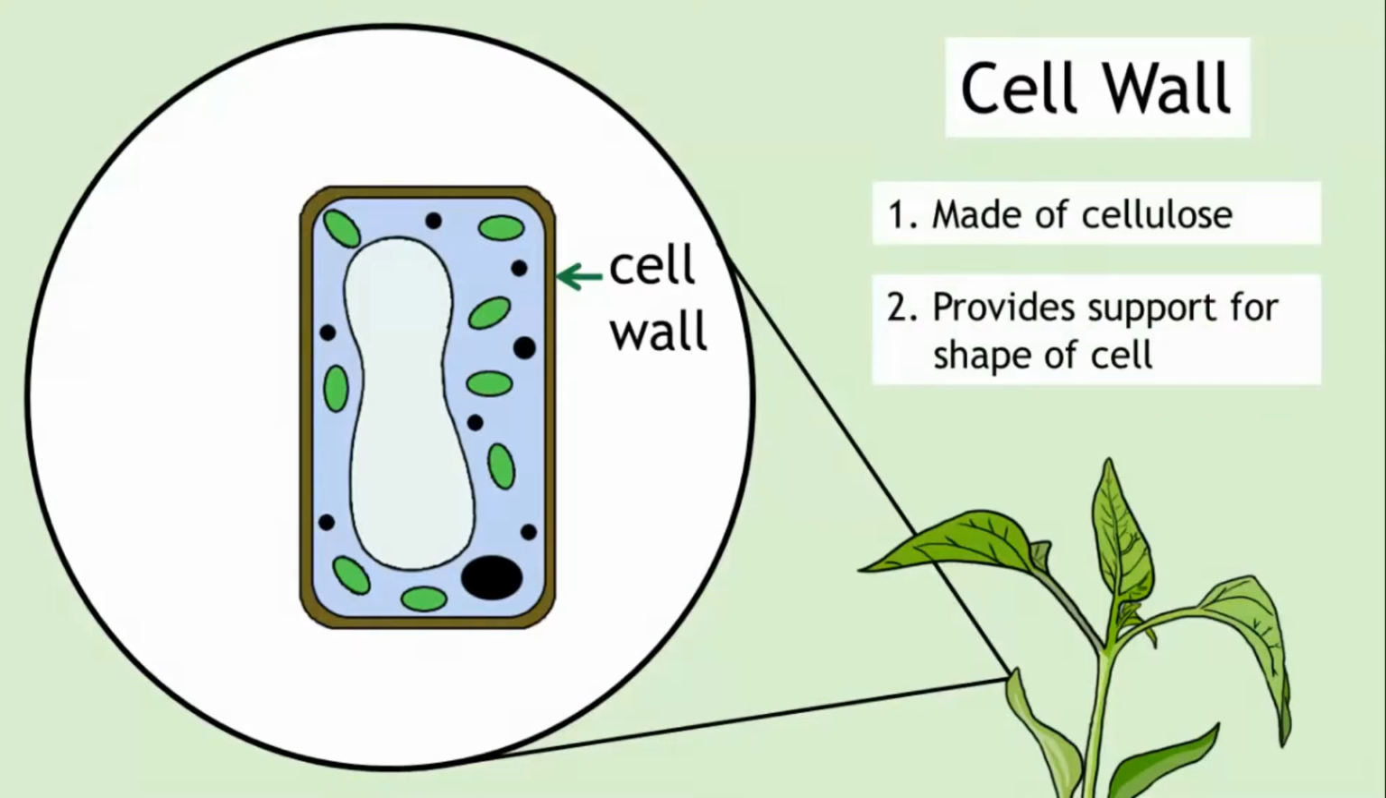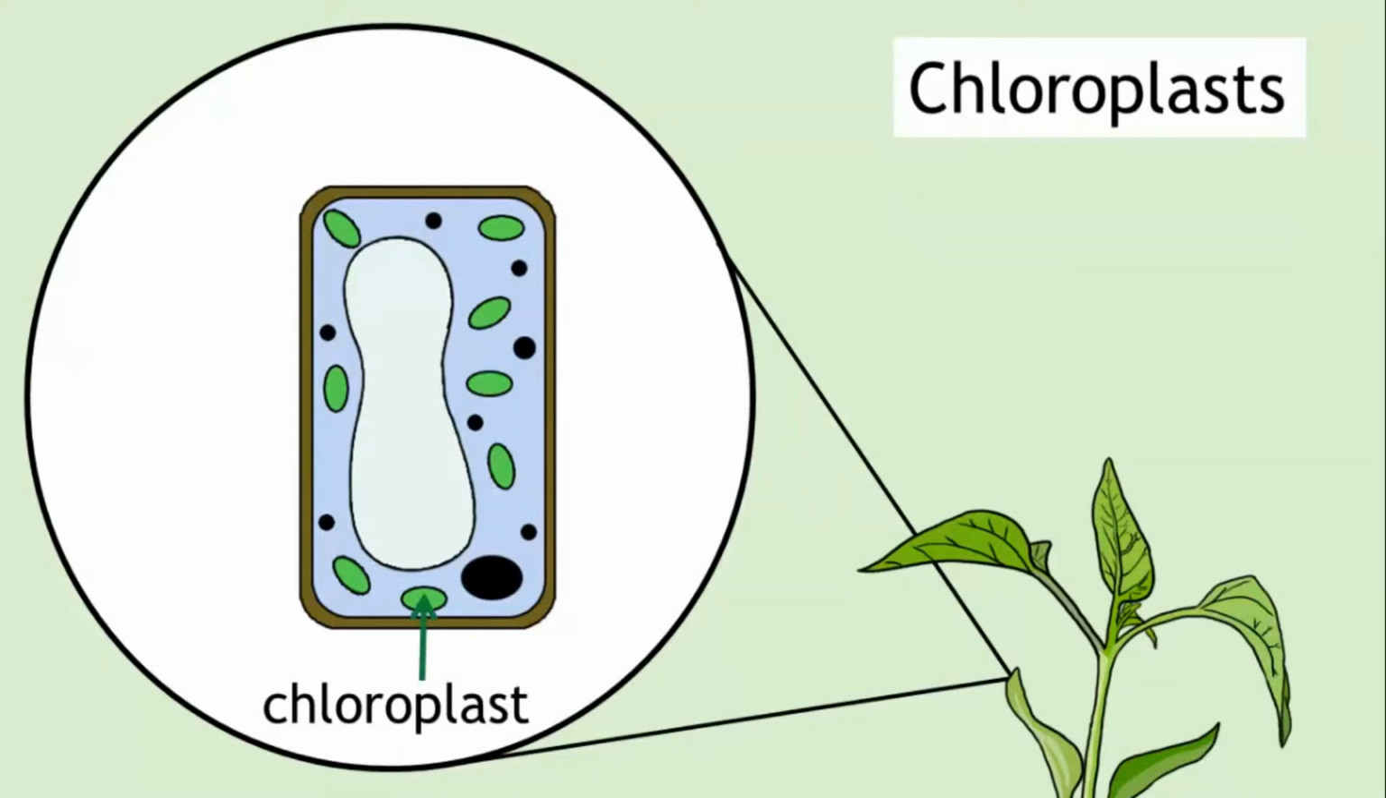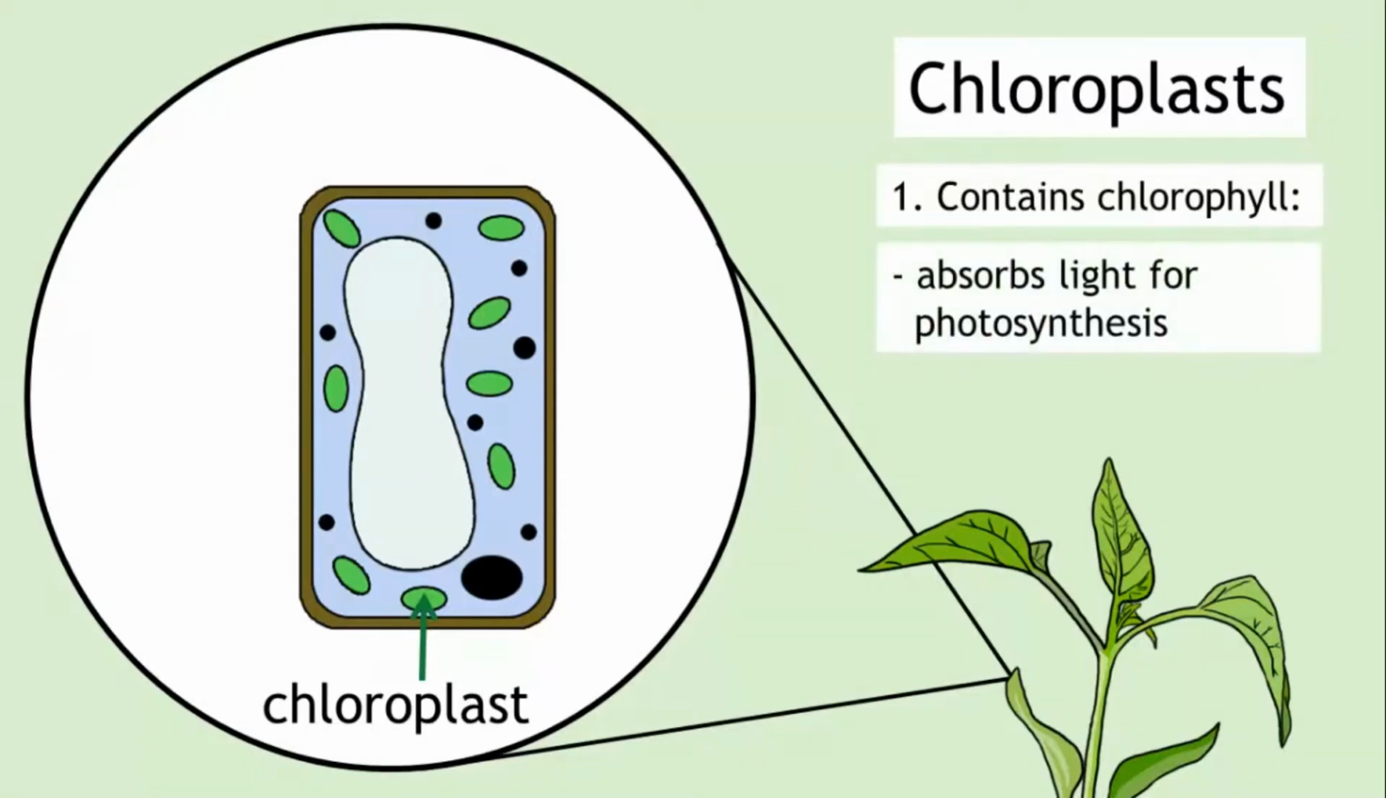Plant cells also contain chloroplasts, which are filled with a chemical called chlorophyll. Chlorophyll enables plant cells to absorb light, so it can be used in photosynthesis. Chlorophyll is also the substance that gives plants their green color.